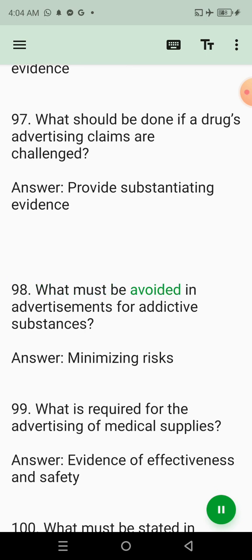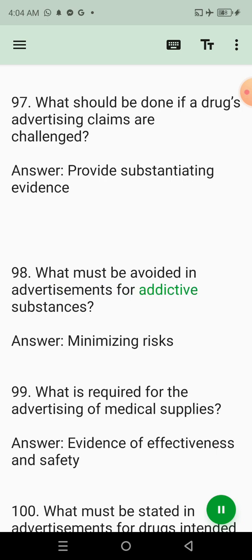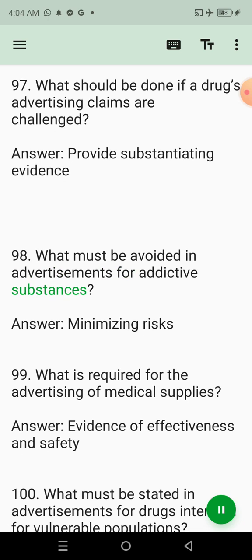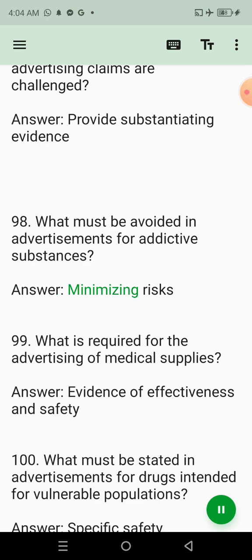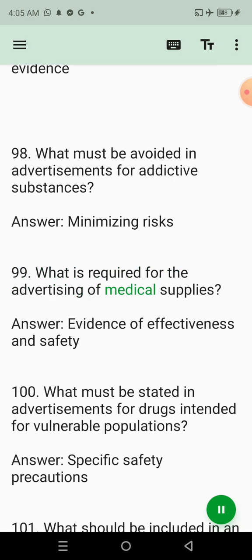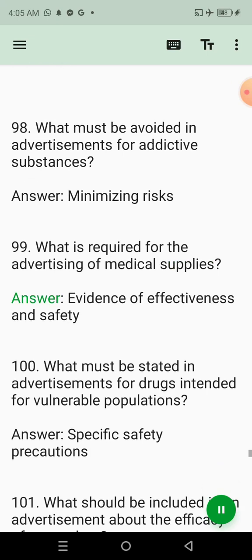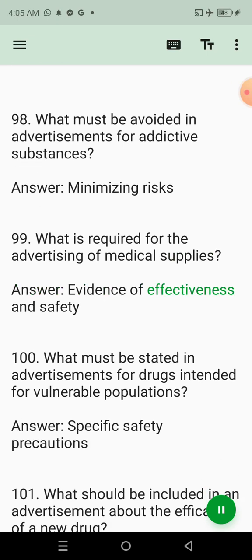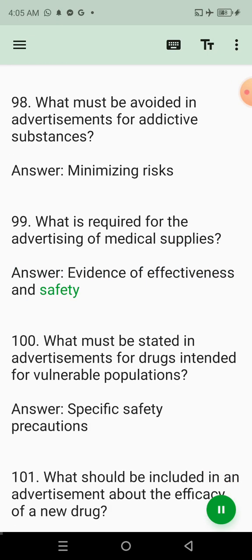98. What must be avoided in advertisements for addictive substances? Answer: minimizing risks. 99. What is required for the advertising of medical supplies? Answer: evidence of effectiveness and safety.